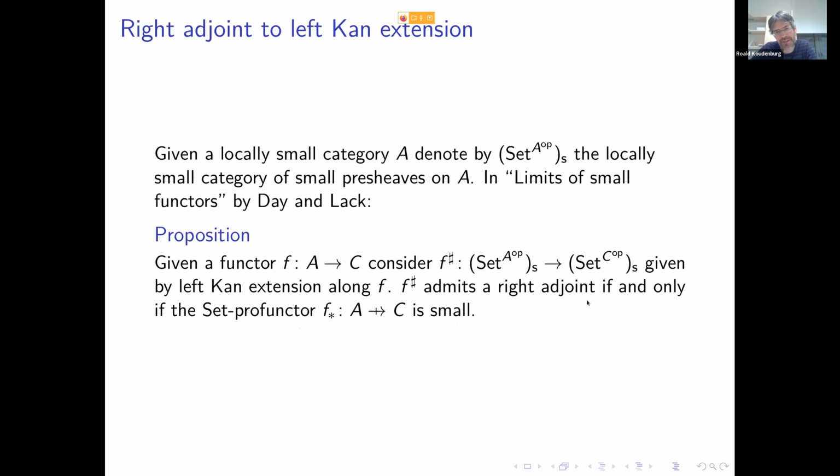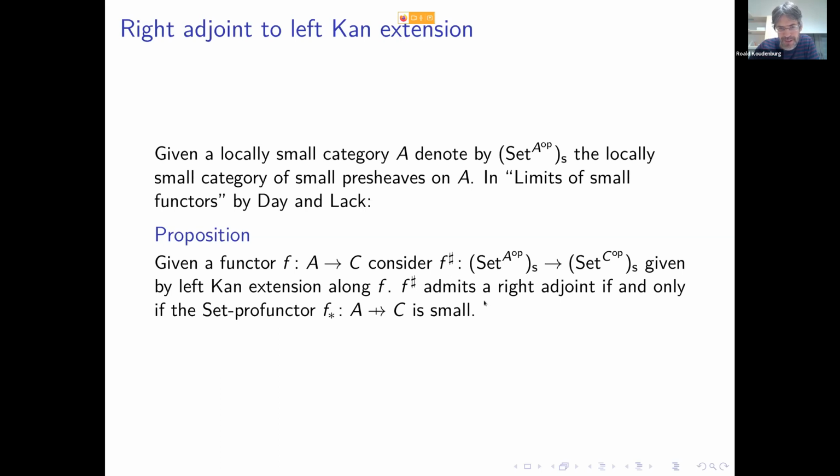In that case, this right adjoint is given by precomposition with F, but precomposition with a functor doesn't usually preserve small pre-sheaves, right? I mean, the simplest example is when A is a discrete large category and C is the terminal category, then that won't work.